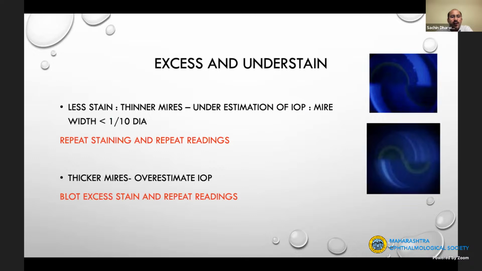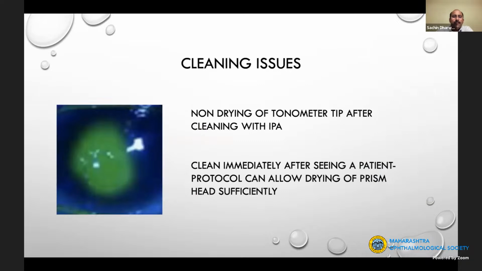In case there are thicker mires, they tend to overestimate the intraocular pressure. So you have to blot the excess stain and repeat the readings. These are very, very important facts because even a few millimeters make a difference, especially in advanced glaucomas. You can also have cleaning issues when you are changing from one patient to another, non-drying of the tonometer tip after cleaning with isopropyl alcohol.